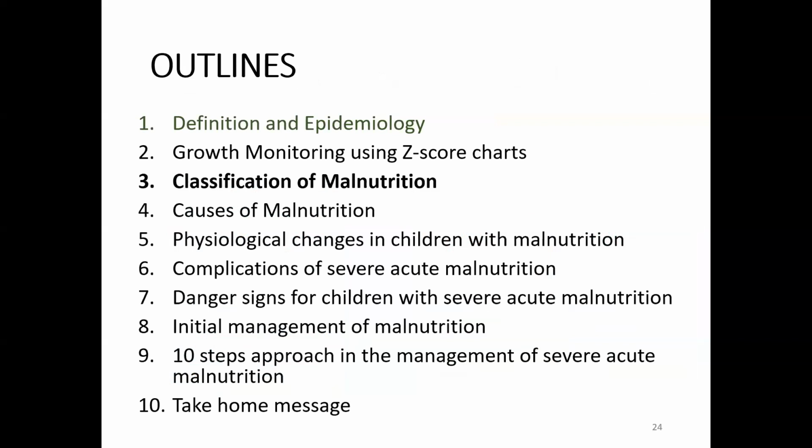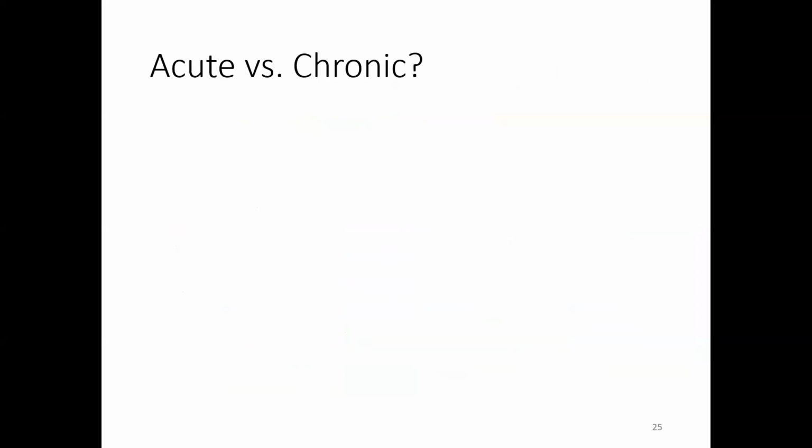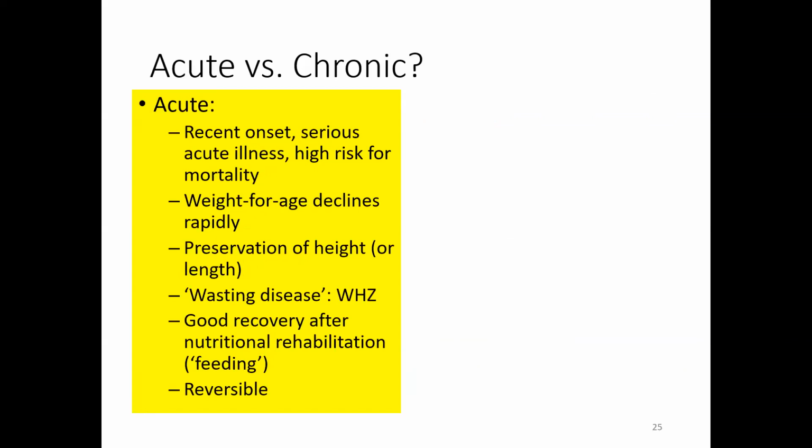So now we'll come back to the malnutrition. Classification of malnutrition. We spoke about acute and chronic. When do we say it's acute malnutrition? Acute is sort of recent onset, usually some problem that's happening in less than 3 months. So usually it will be due to some acute illness. And these children usually have a high risk of mortality.